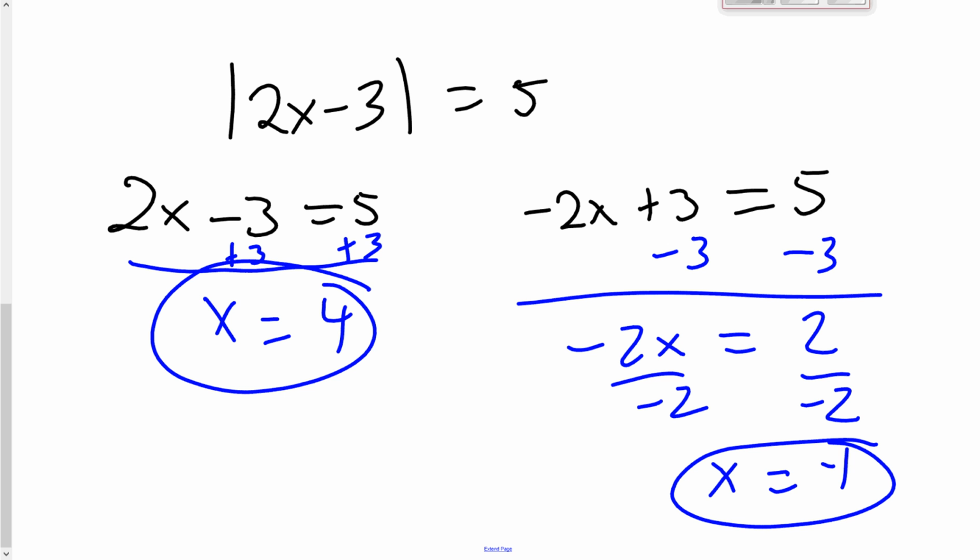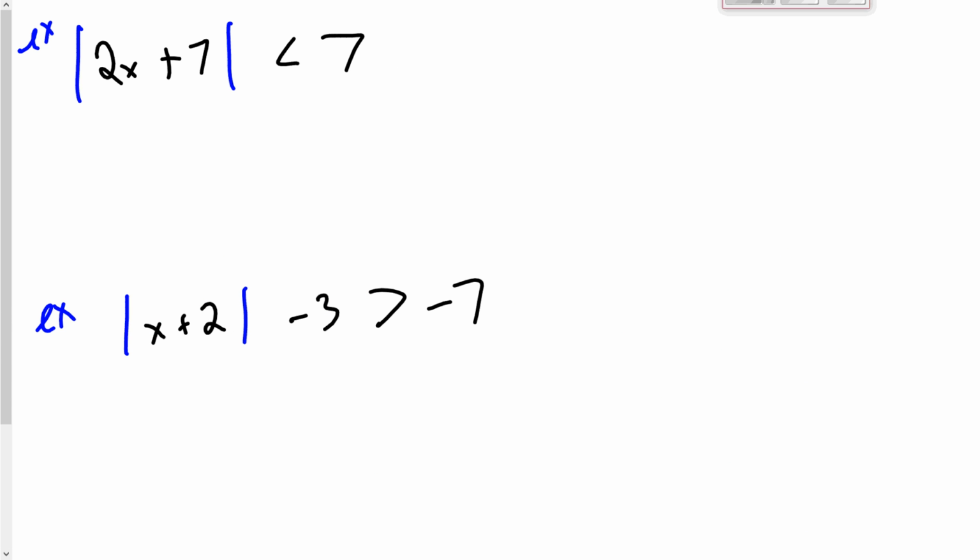Also remember that taking the absolute value of a number, I can never get a negative number, right? That can't happen. So here are a couple more examples.